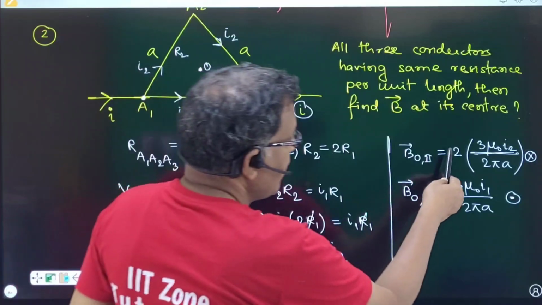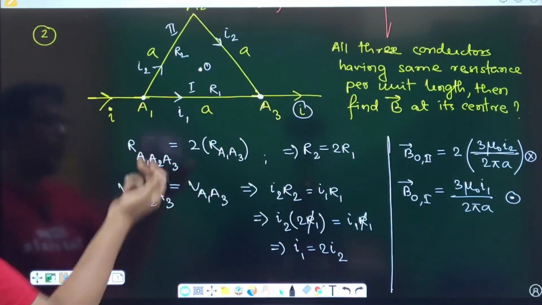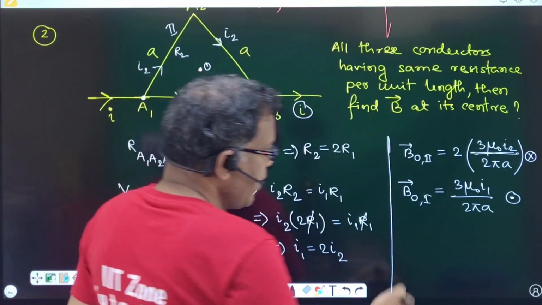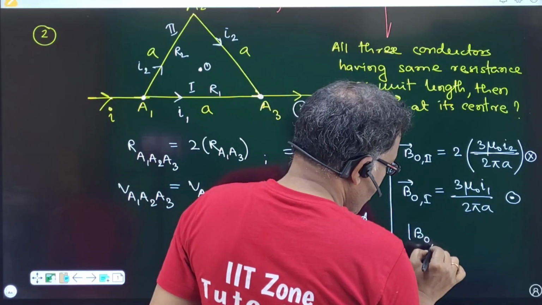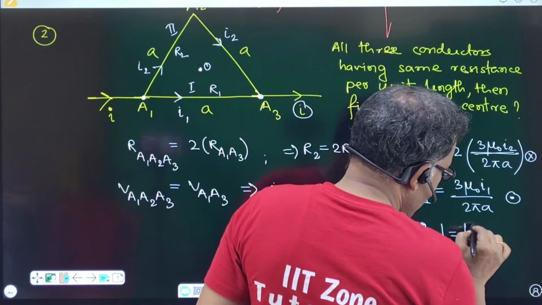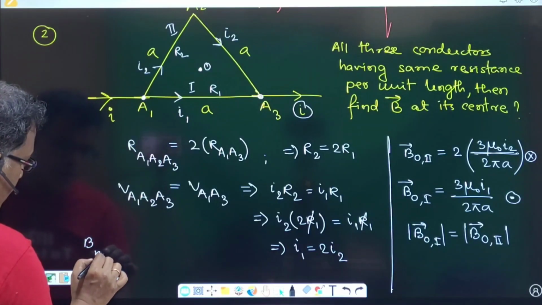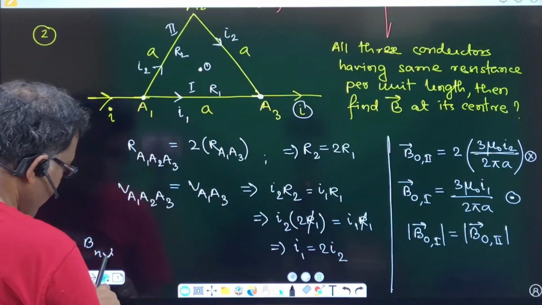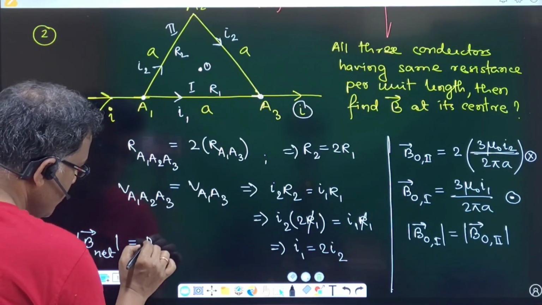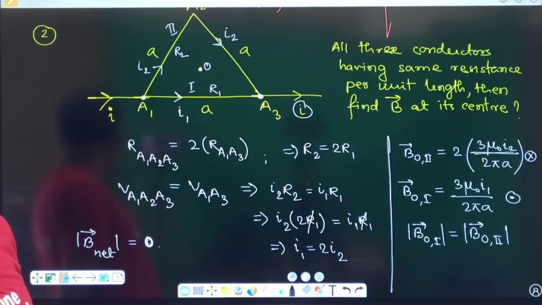So if this is the second conductor and this is the first conductor, for the first one the magnetic field will be outward, and for the second conductor the magnetic field at O will be inward. The magnitude of B at O due to the first conductor equals that due to the second conductor, being opposite to each other. So the net magnetic field will be 0. B net will be 0. Are you getting it? So the net magnetic field at the center of this equilateral triangle will be 0. Clear?